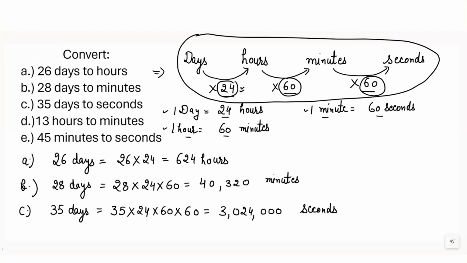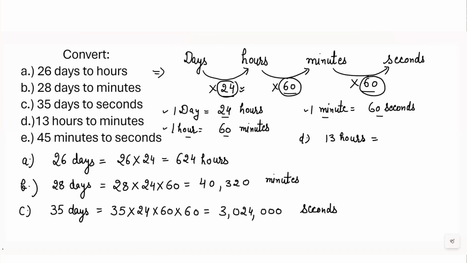Now, part D. In part D, we have to convert 13 hours to minutes. So I will make a circle from hours to minutes and see which number is there. That number I have to multiply with 13. There is only one number there, which is 60. So I will multiply 13 with 60 and I will get 780 minutes.